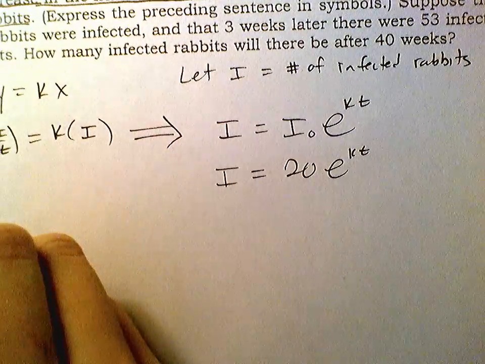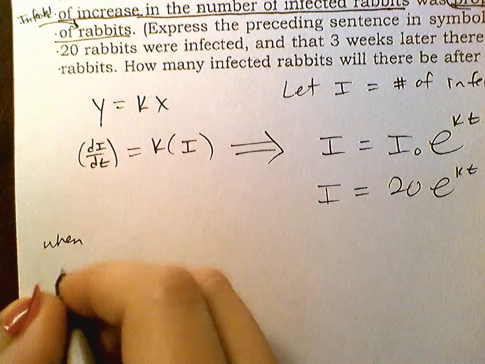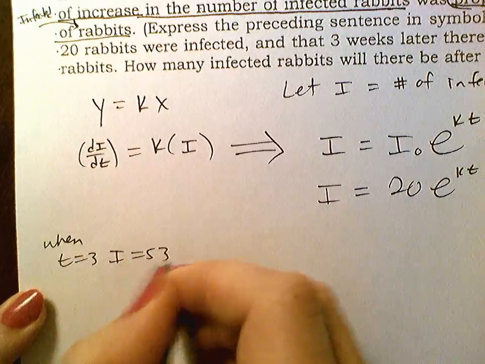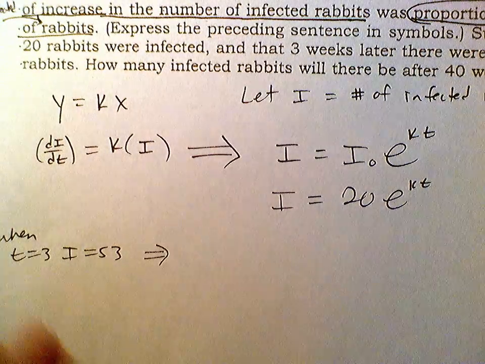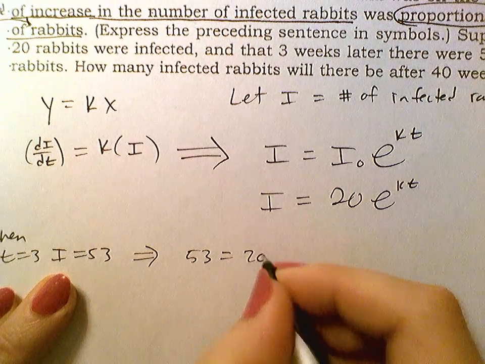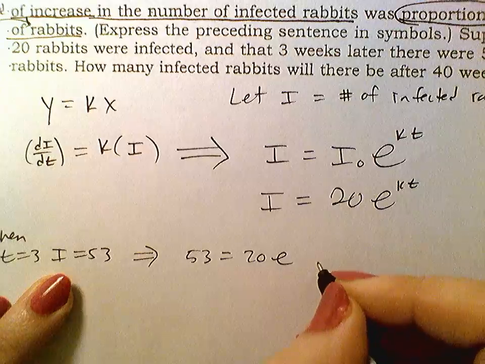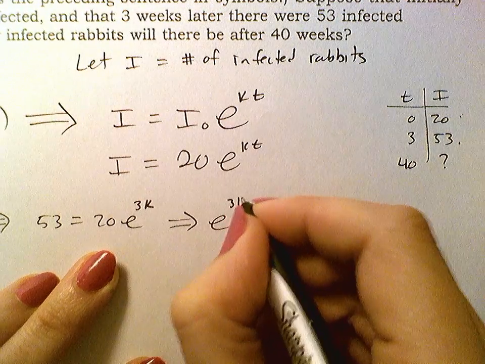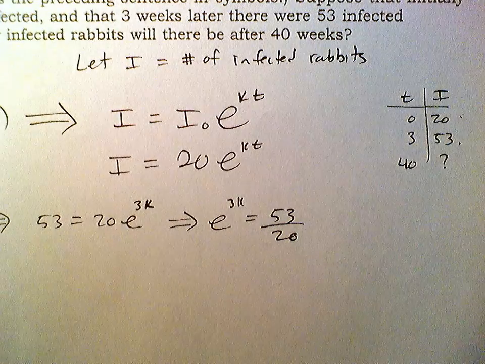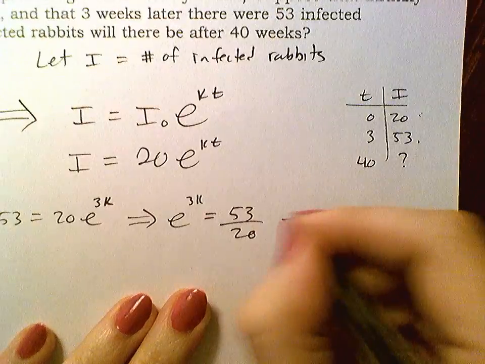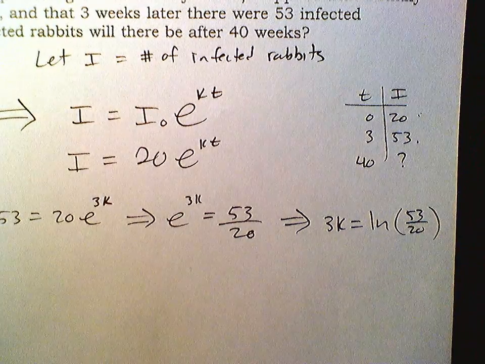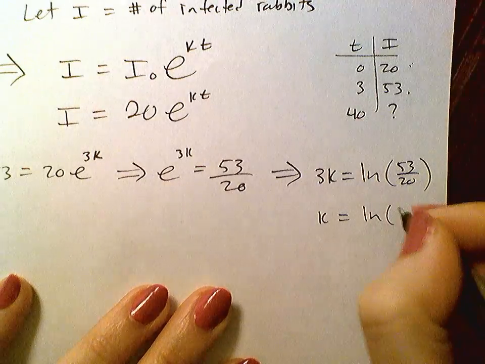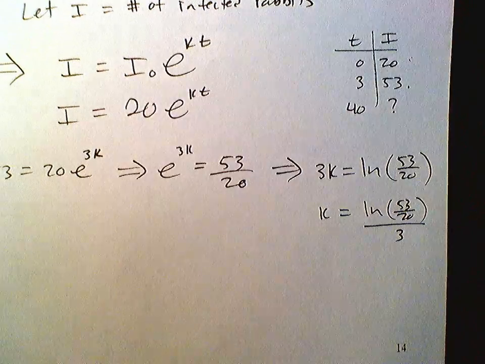Off to the side, when t equals 3, I equals 53. The result of this is that 53 equals 20e, and I'm plugging in 3 for t, so we get e to the 3k. If you don't understand anything I do, please stop and think about it. I divided both sides by 20. Then 3k is equal to the natural log of 53 over 20. So k is equal to the natural log of 53 over 20, all over 3.